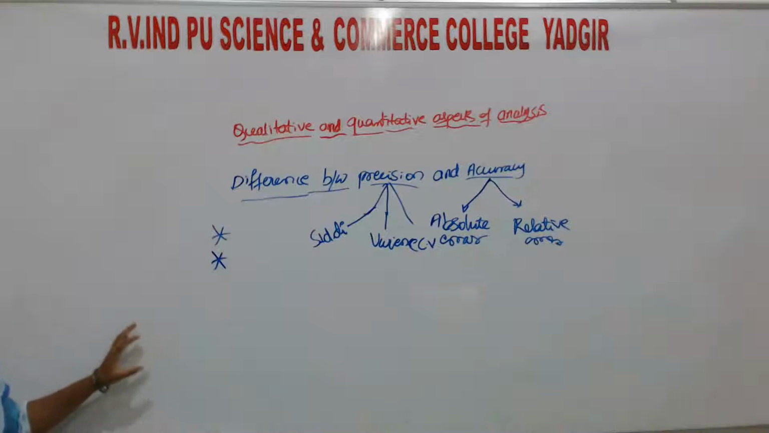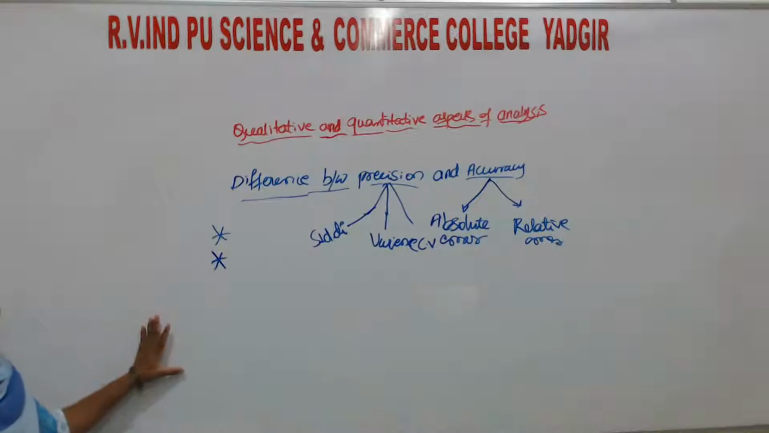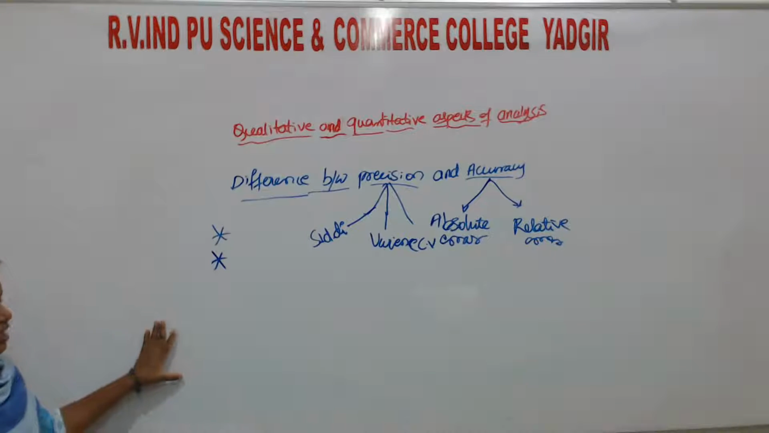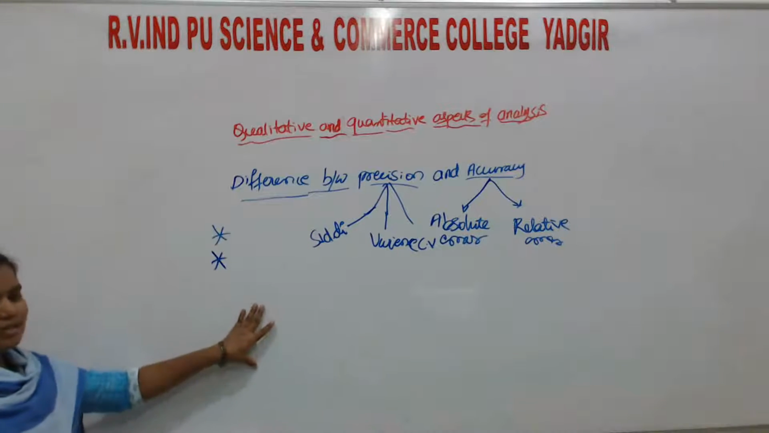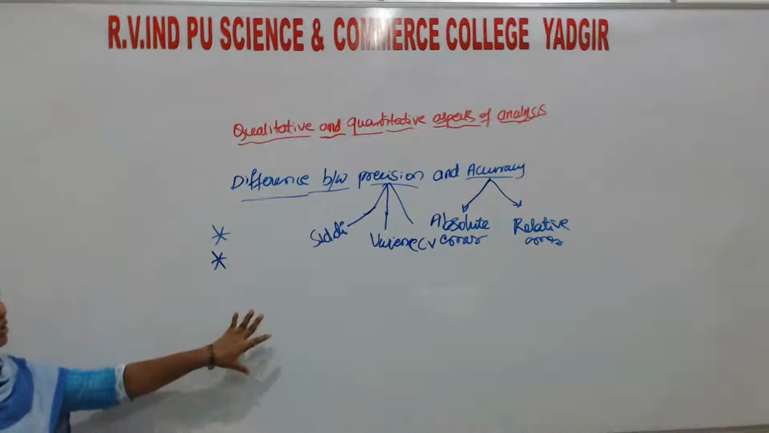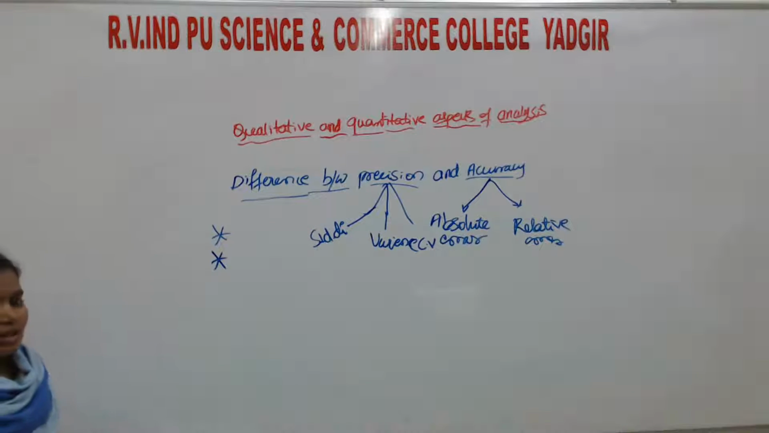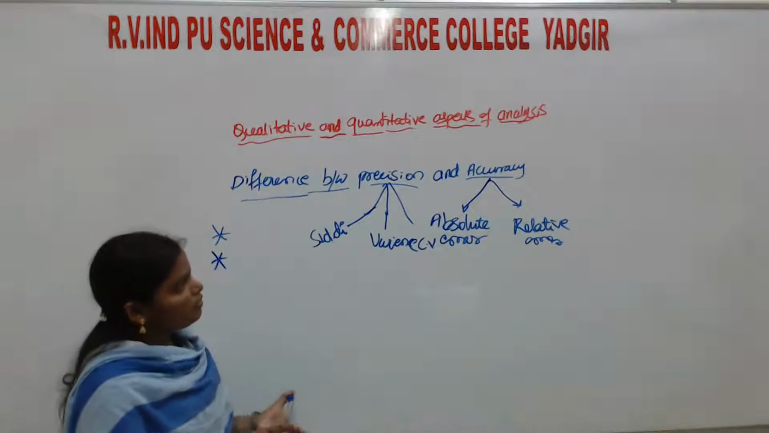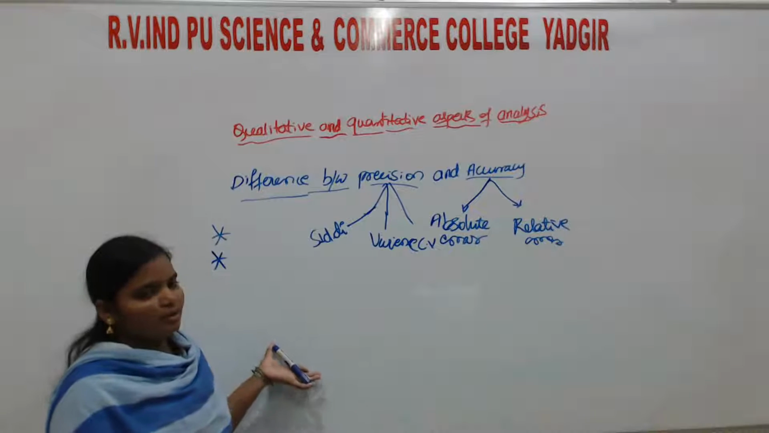It is impossible to know the particular value. The formation of accuracy is nearly the closeness to the theoretical value, and it involves the use of the absolute or true value of the quantity being measured. These are the differences between precision and accuracy.